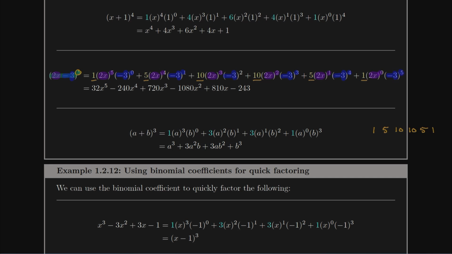And at this stage, it's probably to my advantage to use a calculator to simplify some of these terms, but if you only have a dumb calculator, not a smart calculator, this will get you there, and you end up with 32x to the 5th, minus 240x to the 4th, plus 720x cubed, minus 1080x squared, plus 810x, minus 243. And so it is really quite powerful compared to having to go through the work of FOILing.